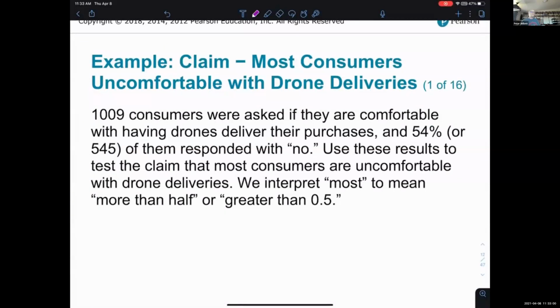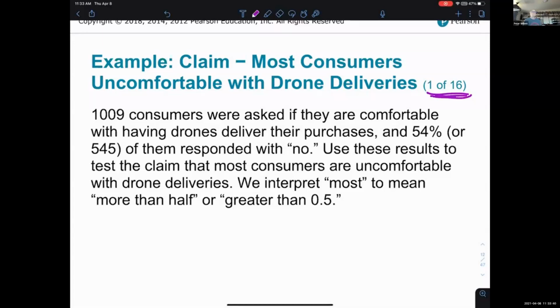All right, so now we've got an example with 16 slides. One of 16 slides for this example. And this is an example that they began to introduce to us earlier, the idea of consumers being uncomfortable with drone deliveries. So we've worked with this a little bit last time in 8.1, but now we're going to be very careful and look at how to perform a hypothesis test to test a claim. And I think there's so many slides here partially because they're going to go over all the 3 different ways they talked about, and we're going to focus on the p-value.